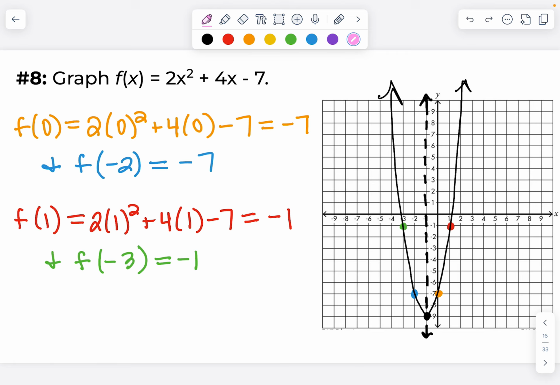So most of these you want to pick points just to the left and right of the vertex rather than the ones out here. But if you had a bigger graph, by all means, you could have plugged in 5 for x and found the y value.